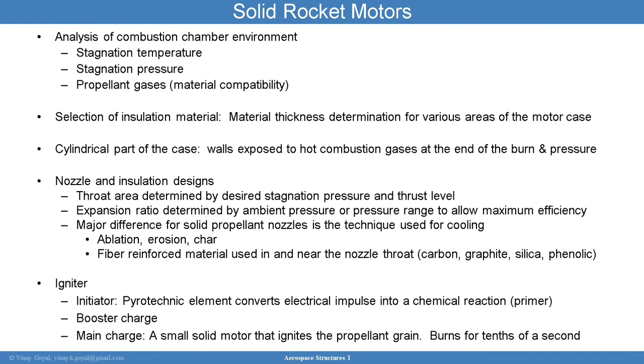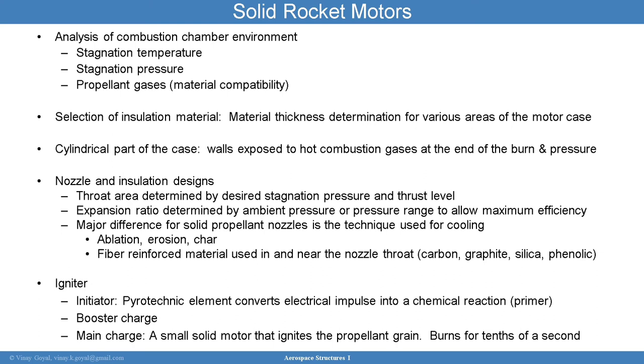So solid rocket motors analysis, a combustion chamber environment. You have the stagnation temperature, the stagnation pressure, and propellant gases. Selection of the insulation material, basically the material thickness needs to be determined for various areas of the motor case to make sure you can protect it for the heating environment. The cylindrical portion of the motor case is expected to be exposed to hot combustion gases at the end of the burn and is going to be exposed to high pressure. So you have to design for that.